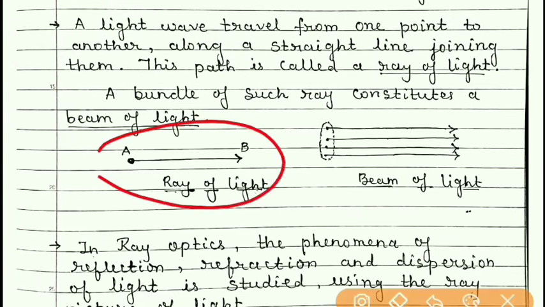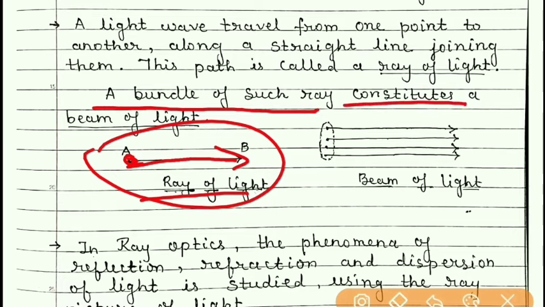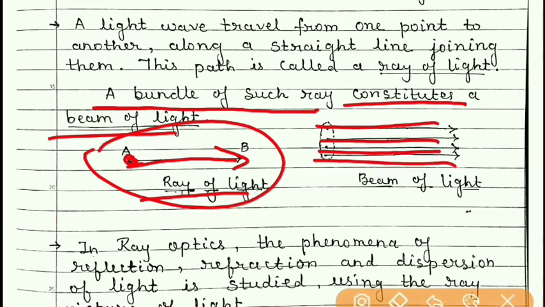Here I have shown a figure. You can see this is the starting point A, and towards B it extends, so it is a ray of light. Now a bundle of such rays constitutes a beam of light, meaning many rays which are parallel to each other and move in one direction are called a bundle of rays, and that bundle is called the beam of light.